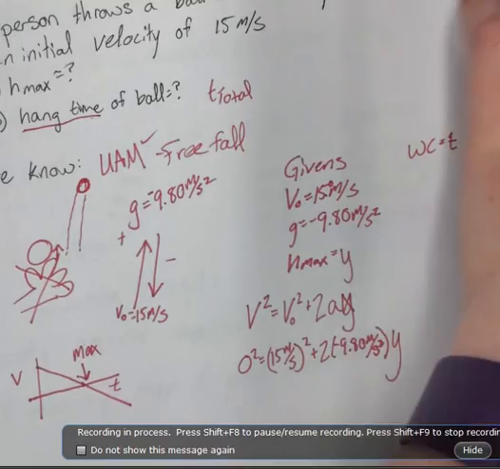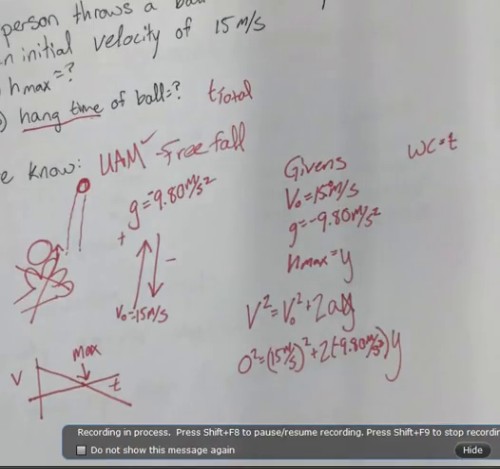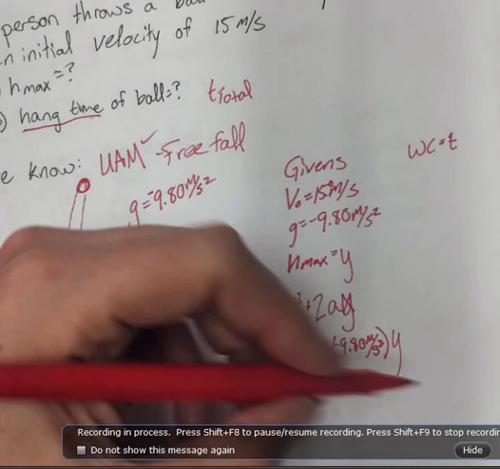I'm going to cheat and use my cell phone because I didn't grab a calculator. And it's going to be 15 squared divided by 2. And we get 11.5.